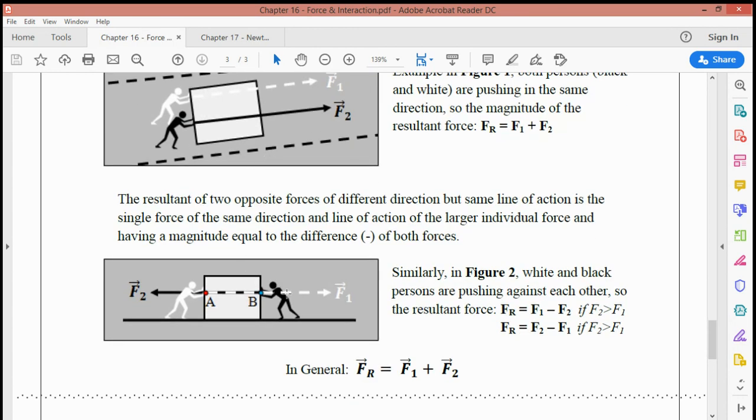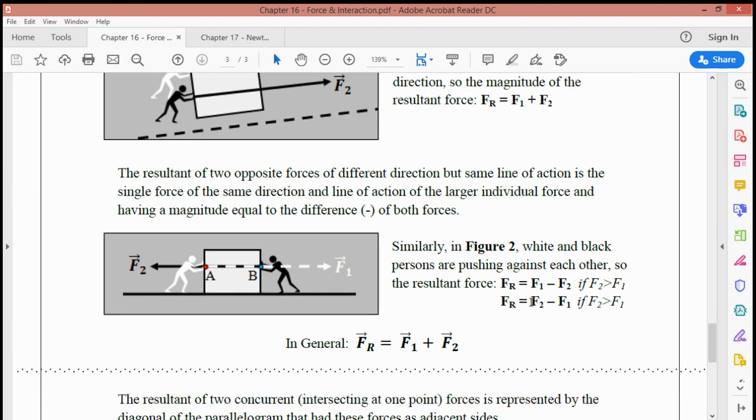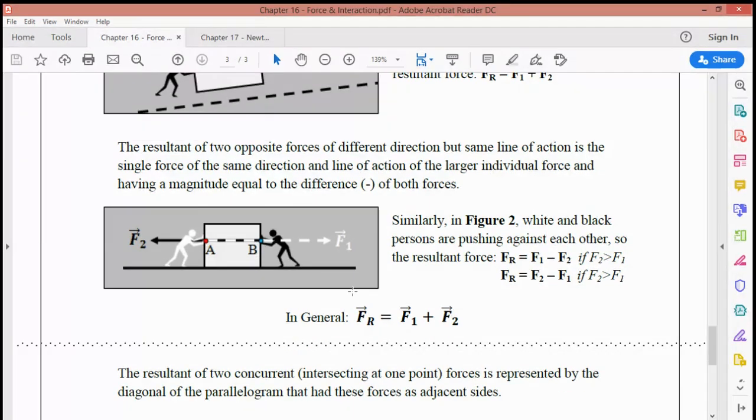While when the two forces are opposite to each other, the resultant force, of course, is the subtraction of the two forces. Let's say F1 minus F2 or F2 minus F1, depending on which one has larger magnitude. So you can see the resultant force is F1 minus F2 if F1 is greater than F2, and it's F2 minus F1 if F2 is greater than F1.